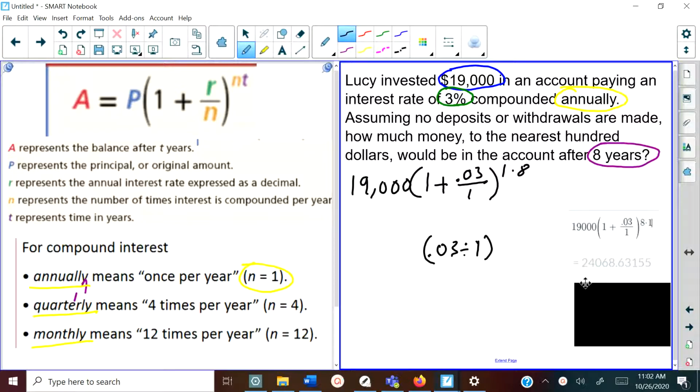Alright, so now that you have that, all you got to do is round it to the nearest $100. So we'll go over to the $100, which is 240 here. Look to the right, and we're going to round up because the 6 is higher than 5. So you got 241. And that's your answer. Got to make sure you round it correctly.